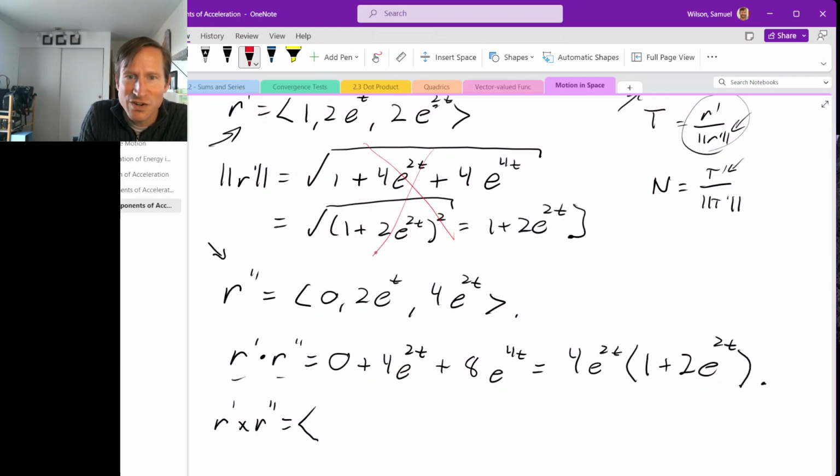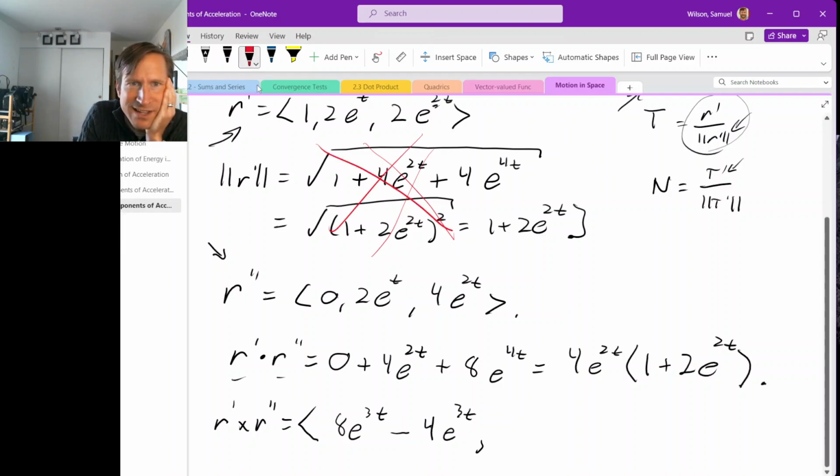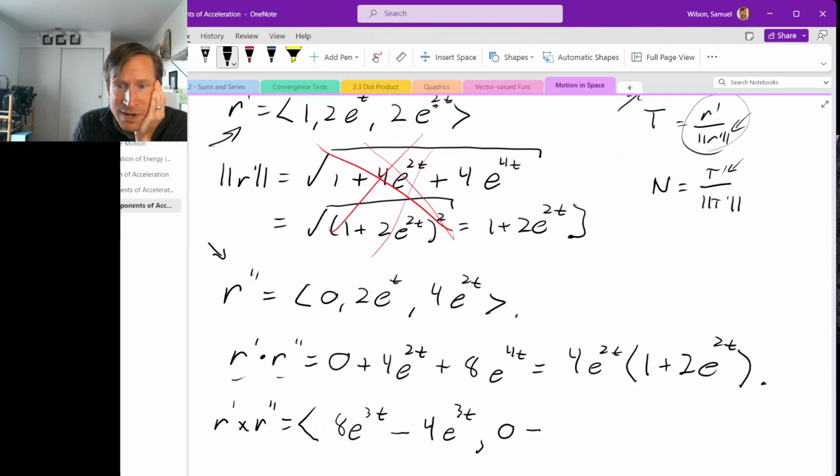So I'm doing this cross first. So that's going to be 2e to the t times 4e to the 2t. So that's 8e to the 3t minus, and then the other leg of this cross is 2 times 2 is 4e to the 3t. Okay, that's going to simplify nicely. And then the wide cross like this, I get 0 for the first product minus, and then on the second product I get 4e to the 2t.